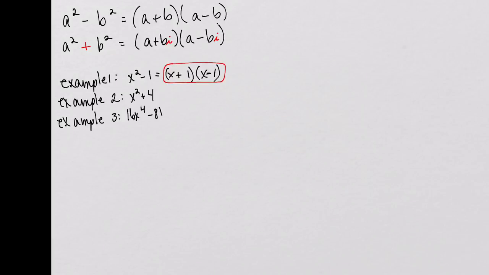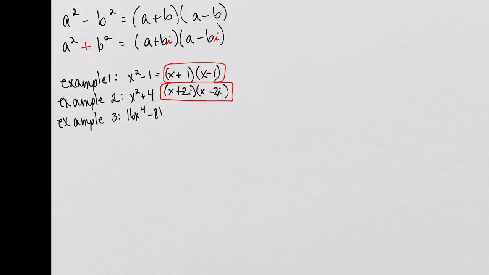Let's look at example 2. x squared plus 4, that looks like the sum of squares. So again, I'm going to have a plus and a minus. The square root of x squared is x, so that's my first term. The square root of 4 is 2, but this was a plus. This time it was a sum, so it means I have to have an i in there this time. And now this is completely factored.